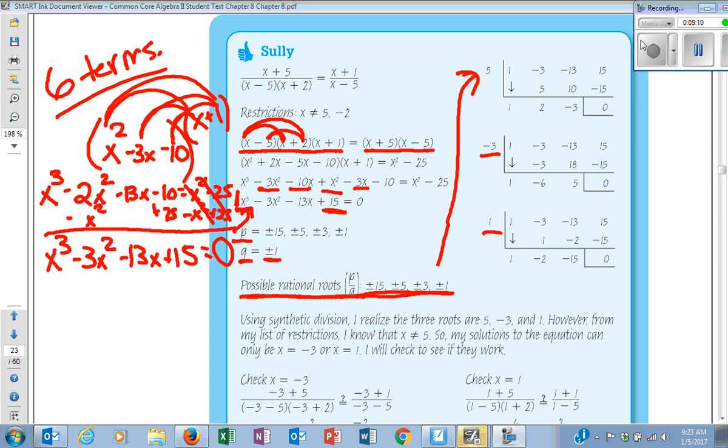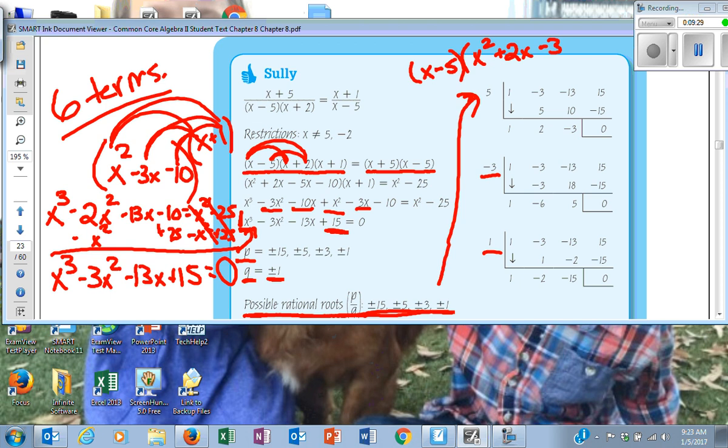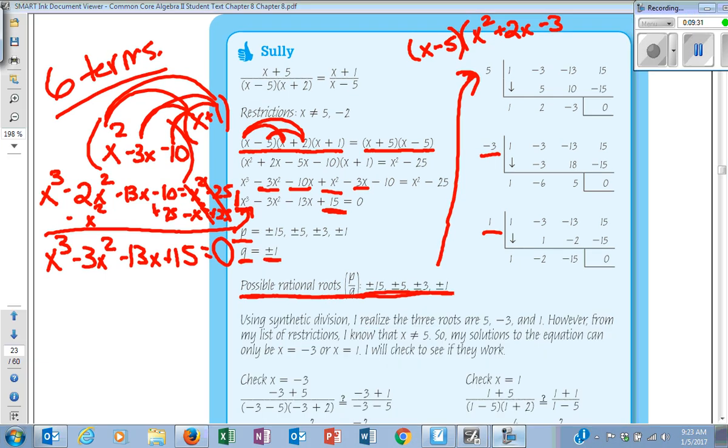Once I check 5 and it works out, I would know my leftover, so I would know that x minus 5 would be one of my factors. And then my other thing would be x squared plus 2x minus 3. And what I would do personally is factor this on my own because I can factor it. I need 2 numbers that multiply to 3, but different signs subtract to 2, so that would become x plus 3, x minus 2, or x minus 1, sorry.